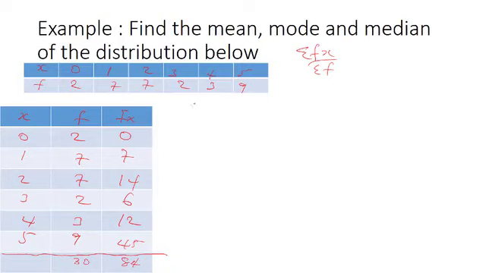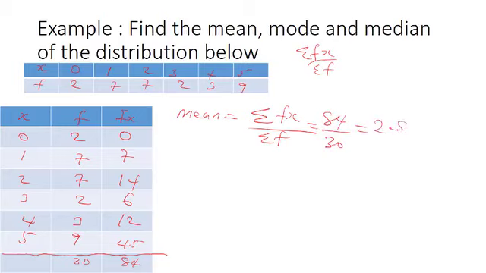So with this, our mean will now be equal to summation of fx over summation of f. Summation of fx gave us 84 over summation of f, which is 30. So our mean of the distribution is equal to 2.8. If you want to approximate it, you can write approximately 3.